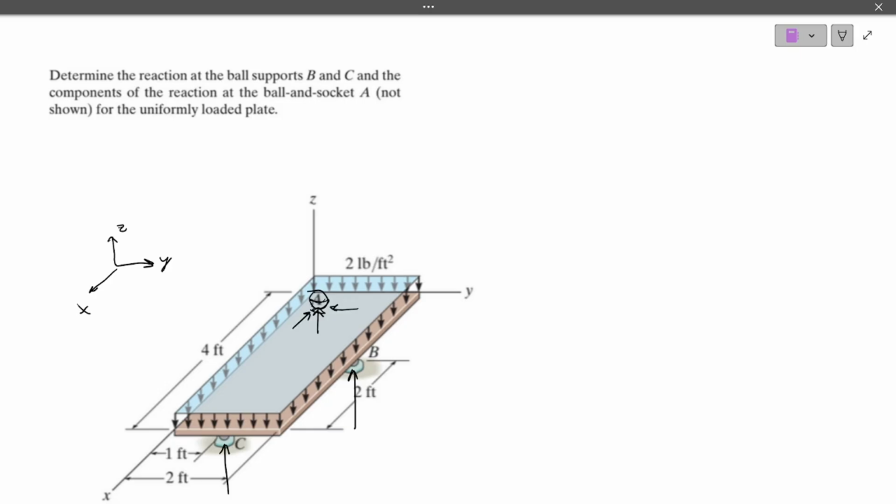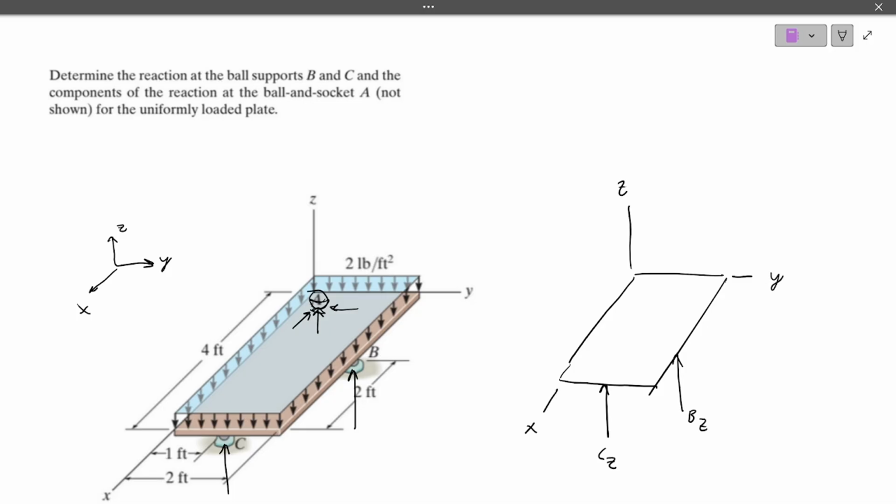So if we were to draw a free body diagram here, we're going to set up the body like this. Then we can have C shown here. We'll call this CZ. A B reaction shown here, BZ. These are the axes. And at A, we'll have AX and AY.